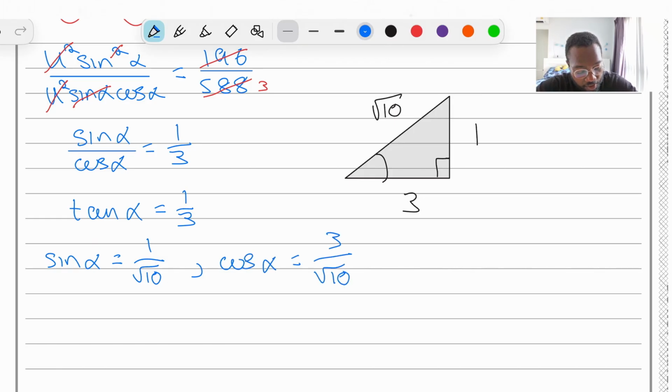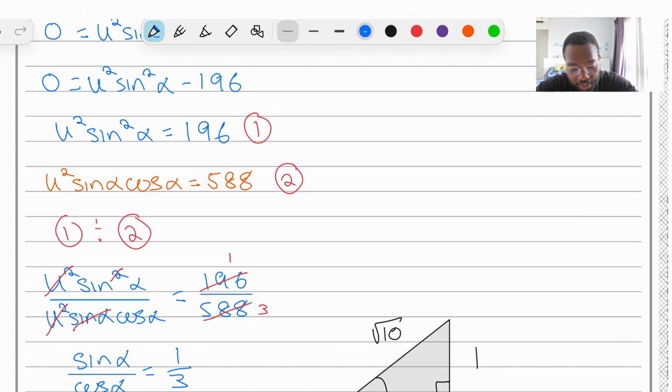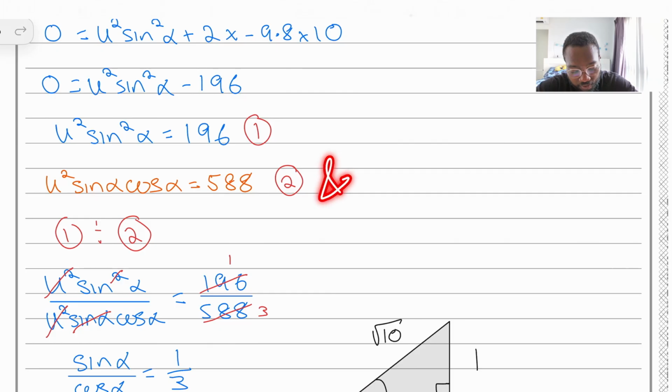Now that we know that, we can use those values to plug them into any one of these equations, either this one or this one. It doesn't really matter. I would say the easiest one is probably this one over here because we just have the sine alpha. But you can also plug it into this one too. Both will give you the same answer. So I'm going to plug it into equation 1.